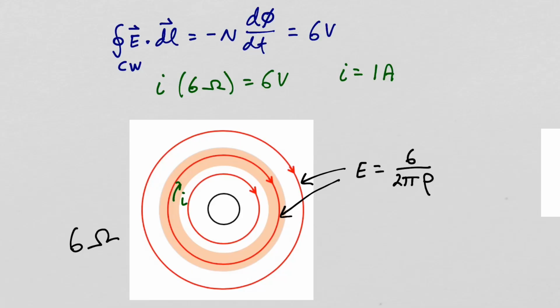In example 2, we put a conducting material that had a total resistance of 6 ohms that was in the form of a ring around the solenoid. With the solenoid producing an electromotive force of 6 volts, the result was 1 amp of current flowing around the conducting ring.